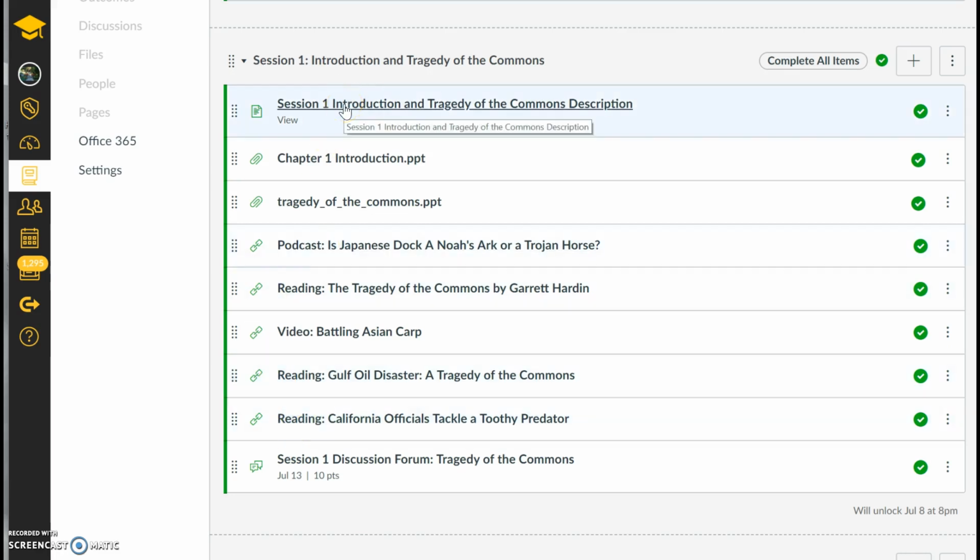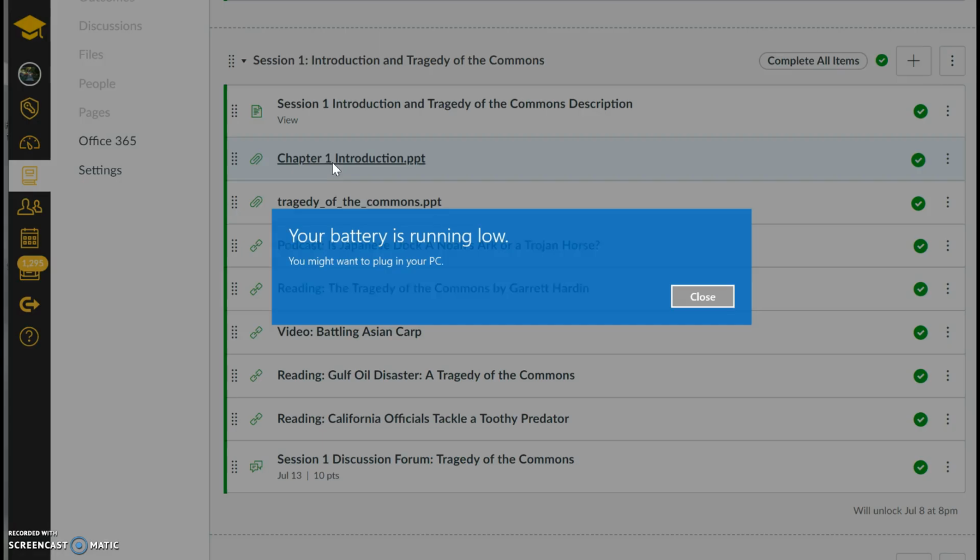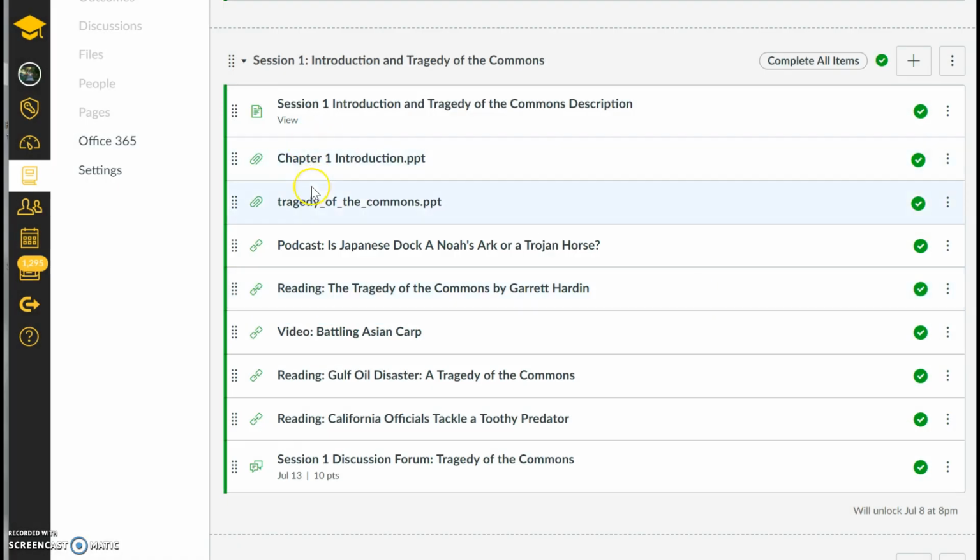Technically, the first thing you want to do, of course, is read the Session 1 Introduction to Tragedy of the Commons description. It'll give you some wonderful background on the chapters that we're covering. Chapter 1, technically if we had a textbook, this would be the PowerPoint that's related to the textbook. I will give you specific video lectures on these PowerPoints, and there will also be one on the Tragedy of the Commons as well. So you'll see those added to this module as we move forward.